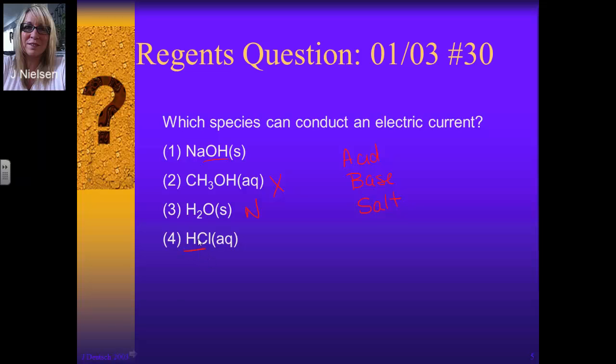So upon first inspection, you think that you might have two answers. However, this NaOH is solid. Solids don't conduct. They need to be aqueous. So choice 4 is our answer.